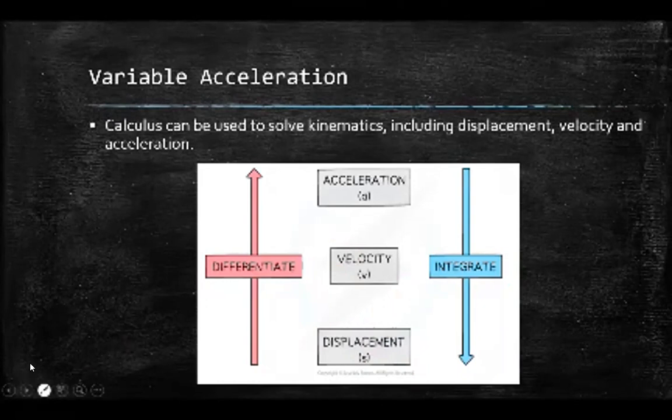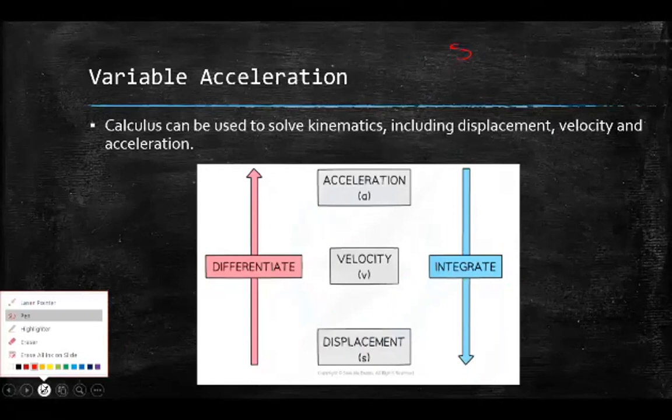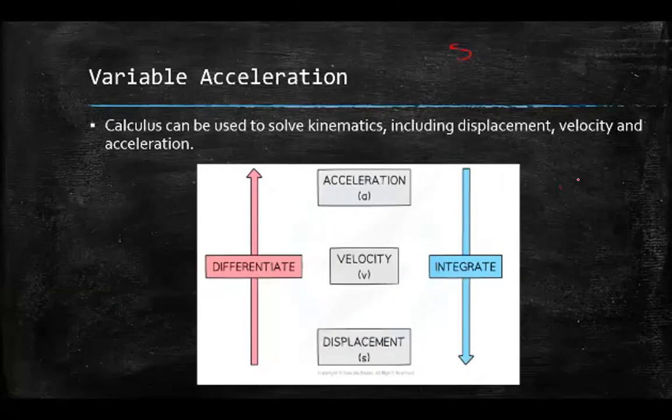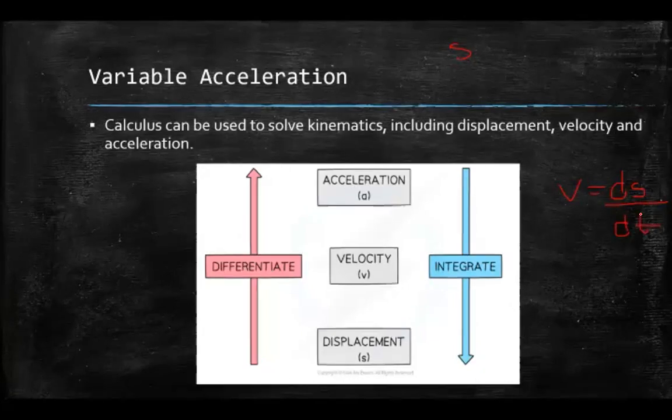So what does that look like? If I have S, displacement, and I want to find velocity, well, velocity is ds on dt, which makes sense, right? Because ds on dt is the rate of change of displacement, and that's my definition of velocity. Velocity is the rate of change of displacement. So it makes sense that v is ds on dt.